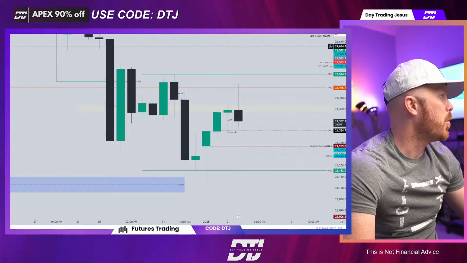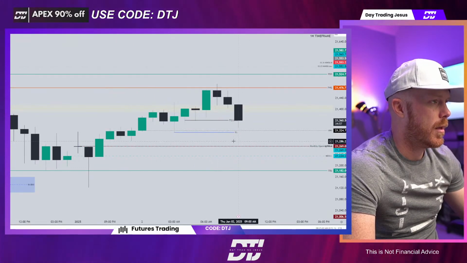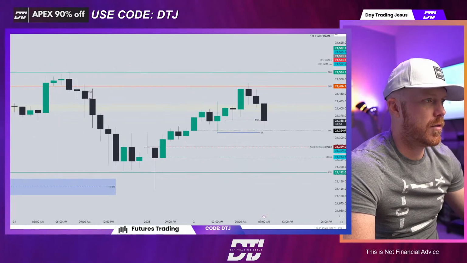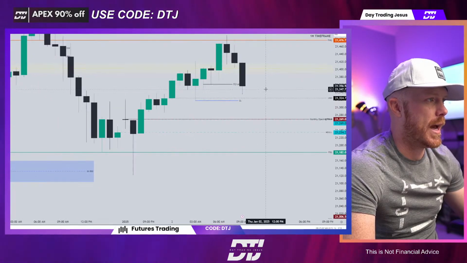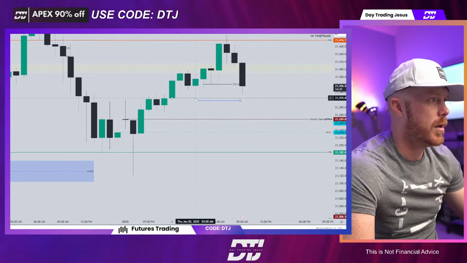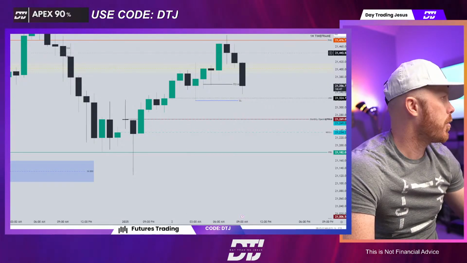But we do have a very large opening range gap that is for lower prices, and we have an untouched midnight open and London open right at 3 a.m. Let's see if that really was 3 a.m.